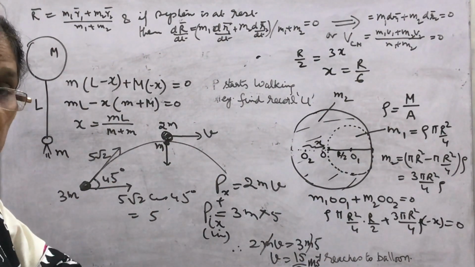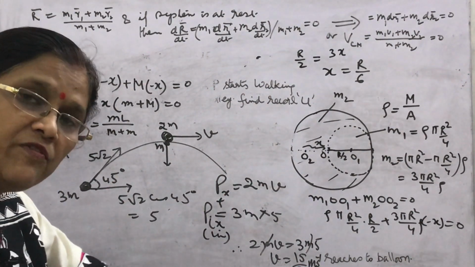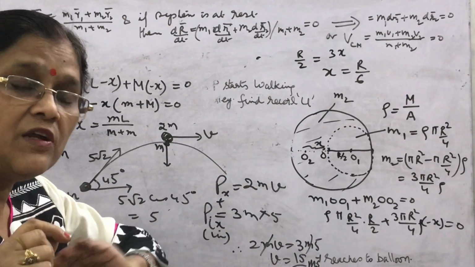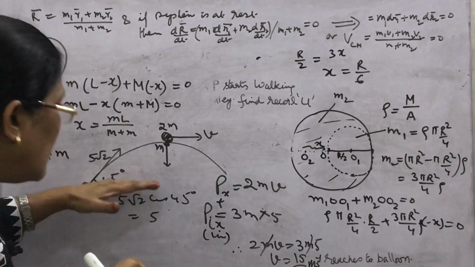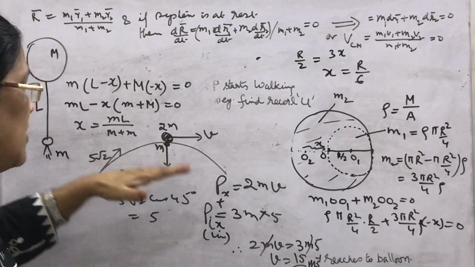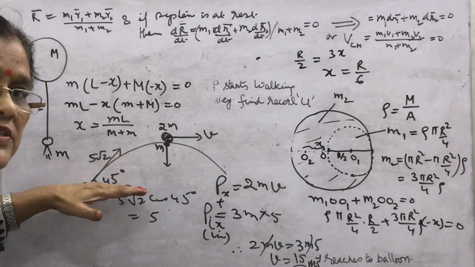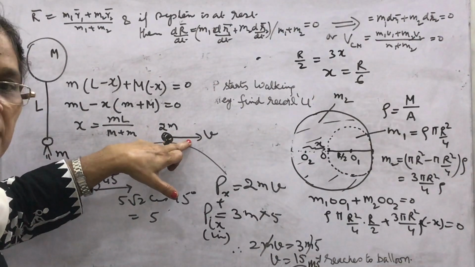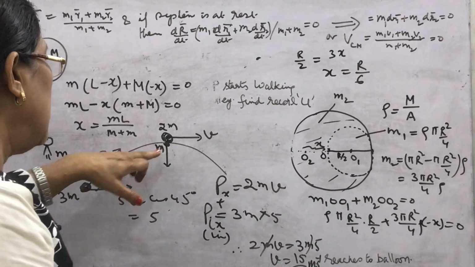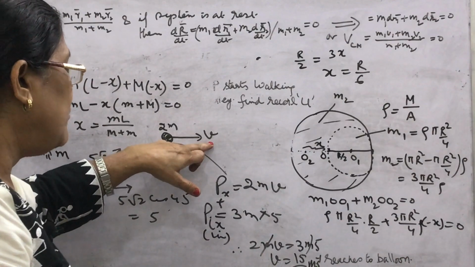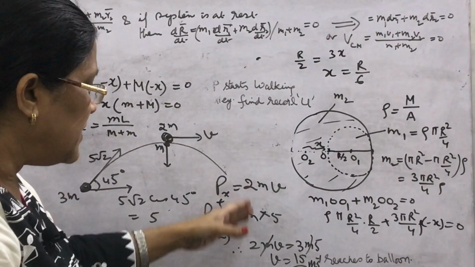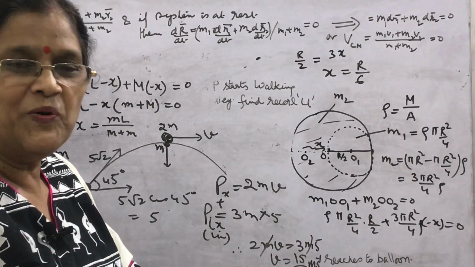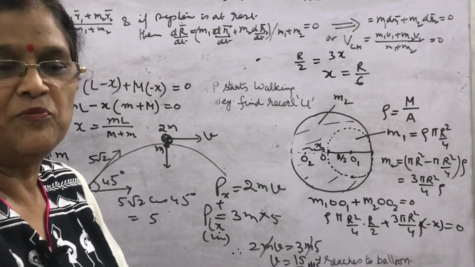Again I am saying that we are considering the momentum in the horizontal direction only, because conservation of momentum says momentum remains conserved only when no external force acts. In which direction is the external force not acting? Horizontal. That's why we considered the momentum in the horizontal direction. The velocity is constant here, so at this point the velocity will be v, with 2m as the mass, and by conservation of momentum this is 15/2 meters per second. I hope you must have enjoyed the conservation of momentum questions.